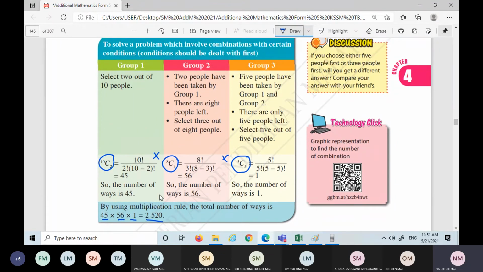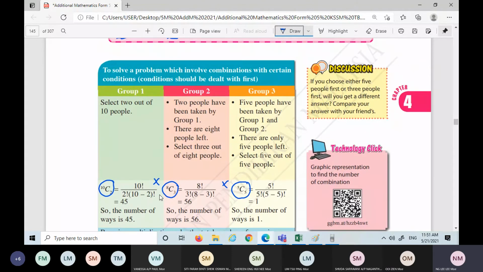This kind of question always comes out. Even the 2020 paper also had one very similar question. Look at this. If you choose either 5 people first or 3 people first, will you get a different answer? Compare your answer with your friend. This is very good. Let us try.